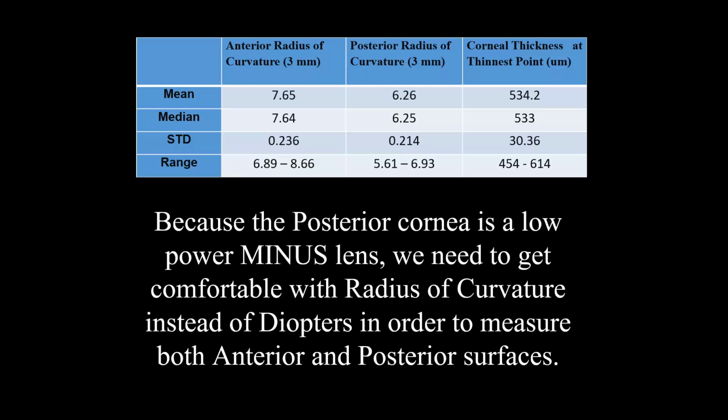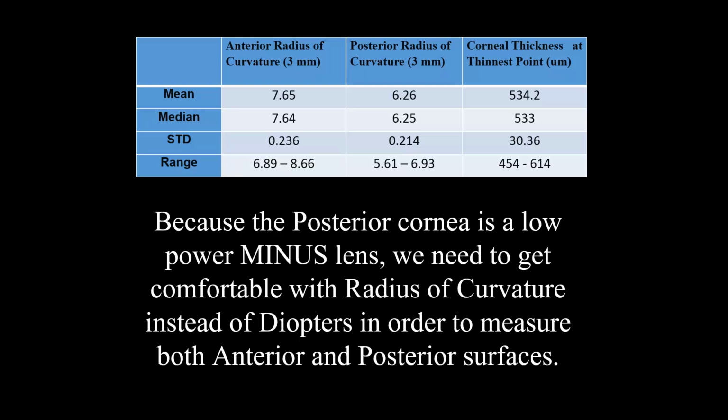Well, the posterior surface, if we continue to use diopters, becomes something that's not really intuitive. We're all used to looking at diopters on the anterior surface, and if I tell you it's a 44 diopter cornea, you intuitively know what I'm talking about. But the posterior cornea is a low power minus lens, and if I tell you the posterior cornea is -7 diopters, it doesn't convey anything in an intuitive fashion.